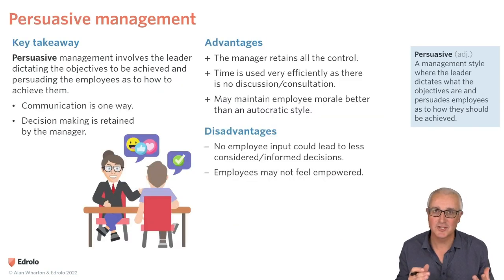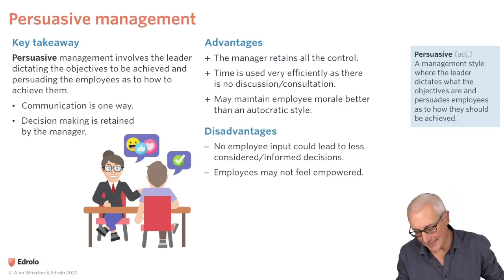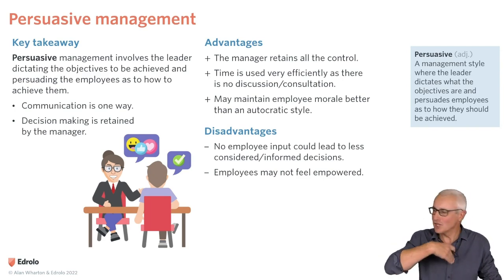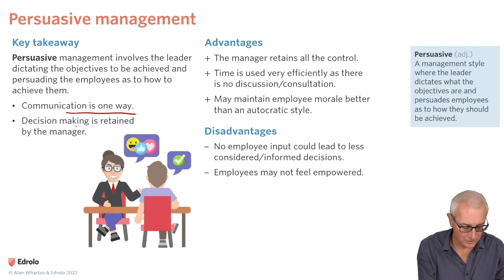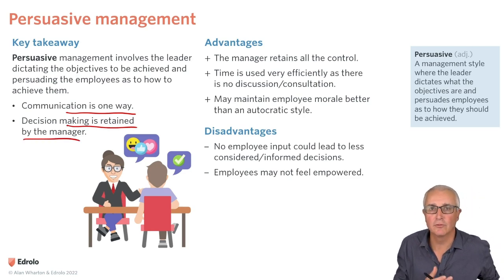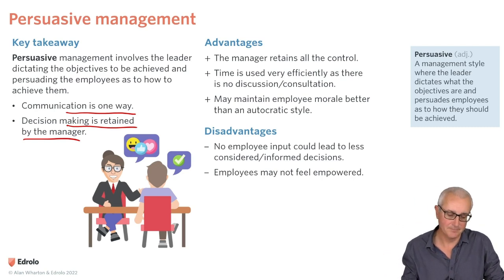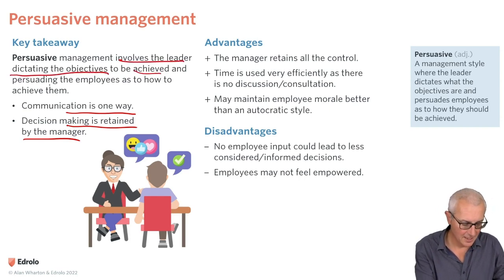The second management style is persuasive. Okay, I'd like you to pick up your pen. I'd like you to take down some notes and follow through what I'm going through. I'm just alluding to an example of the persuasive style, whereby I'm still telling you what to do. I'm making the decisions, I'm retaining all the control, and I'm telling you. So I'm not asking for your feedback, it is one-way communication. So the leader is dictating the objectives to be achieved, and I'm persuading you how to achieve them.